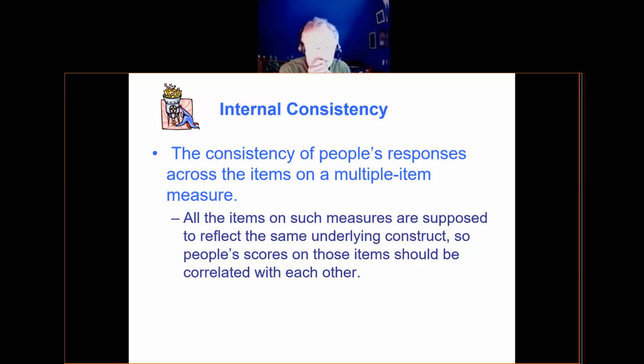Okay. One other thing we want is consistency of people's responses across the items on a multiple item measure. The key thing here is all the items on such measures are supposed to reflect the same underlying construct. So people's scores on those items should be correlated with each other, roughly, right? It doesn't have to be perfect, but if you're using a Likert, for example, if you score a 4 on one, you should score a 4 on another. Or you should be consistently scoring 4s across an instrument, right? That's assuming that's your underlying construct. If I start getting into subscales and sub-constructs, this is where this doesn't really work very well.